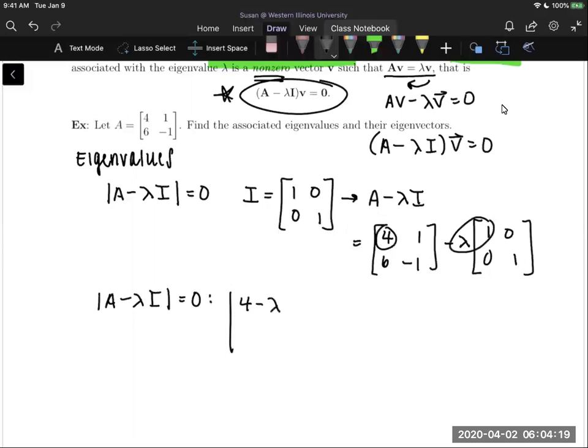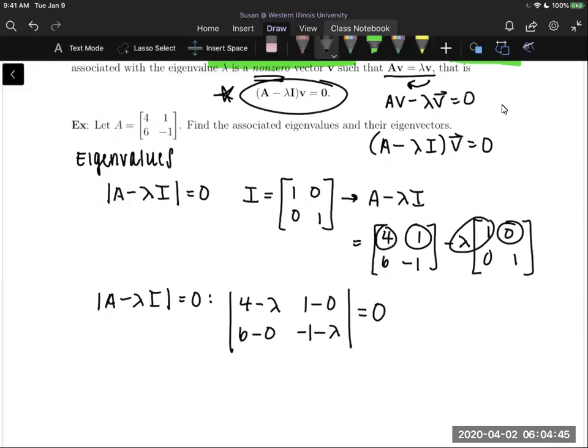For the entry in row 1, column 2, it would technically be 1 minus 0 because we have a 0 in that entry. So I will generally not write the minus 0. Same for this next entry in row 2, column 1, it would be 6 minus 0, but on the diagonals, we're always subtracting off a lambda. I want to equate this determinant to 0.